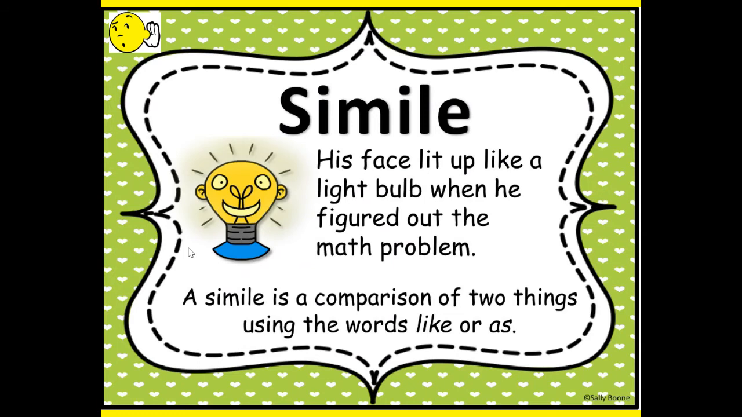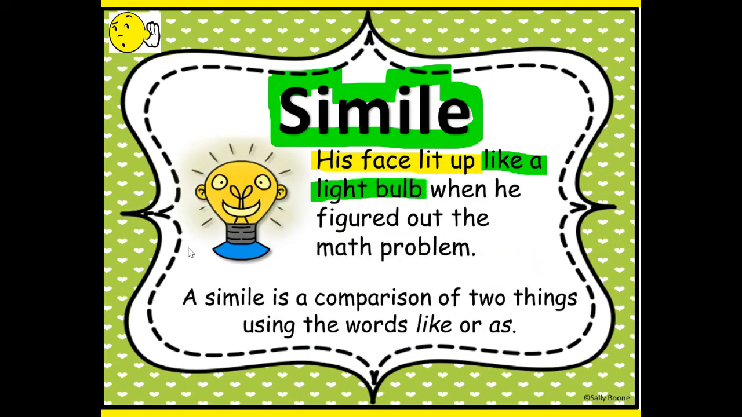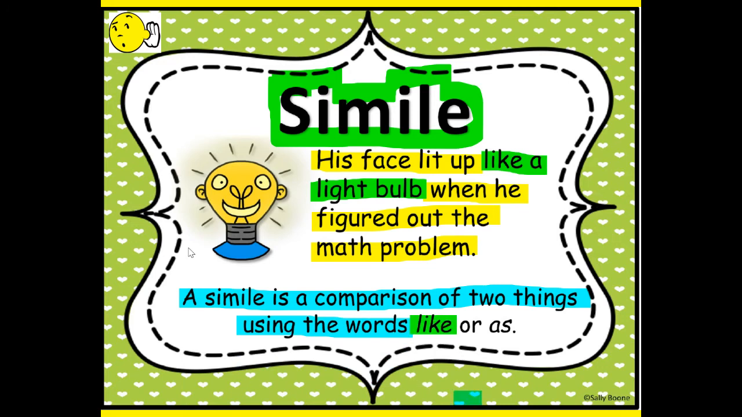Another type of figurative language is simile. His face lit up like a light bulb when he figured out the math problem. So what is a simile? A simile is a comparison of two things using the words like or as. So instead of he was excited when he figured out the math problem, his face lit up like a light bulb.